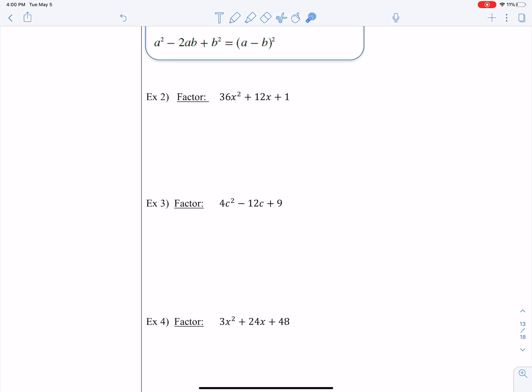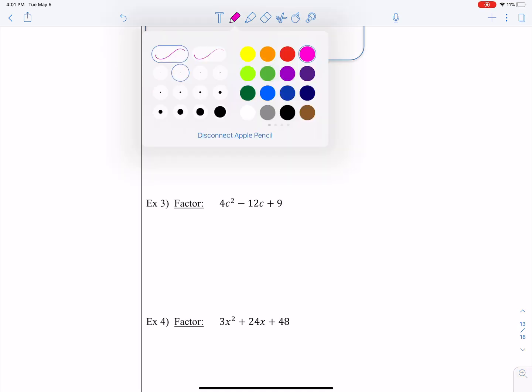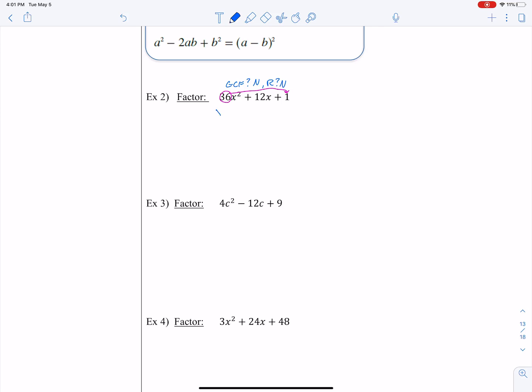So first here, we're going to look for our greatest common factor. We have x squared, x, nothing. We have 36, 12, 1. So there's nothing we can take out. We do not need to reorder. So we have no greatest common factor, no reordering. But we have this that we're going to multiply here. So we end up with x squared plus 12x plus 36.